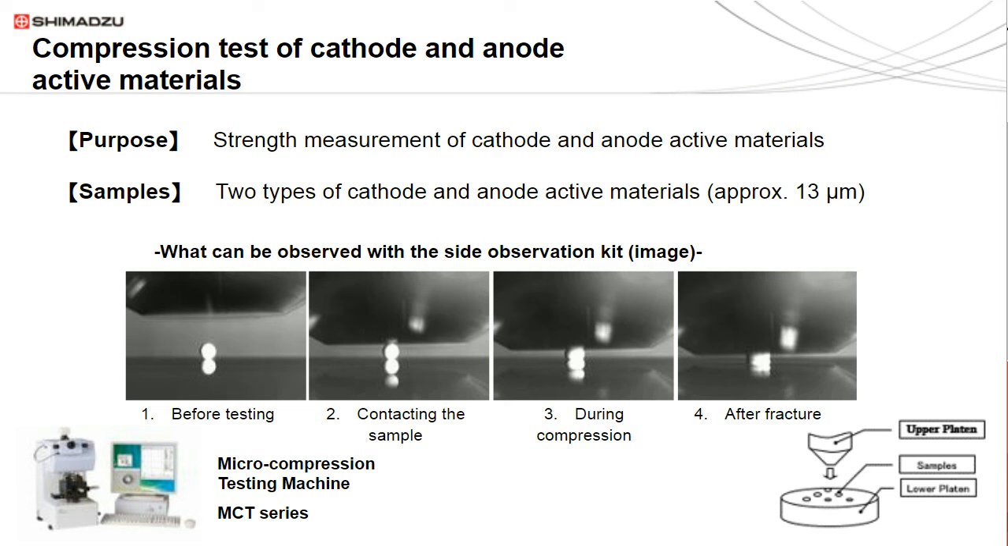As shown in the figure, the particles are spread out on a lower plate, and that lower platen is mounted to a micrometer base. In addition to this side camera, there's also a built-in microscope in the MCT, which allows you to identify individual particles and test them individually. This picture shows an image of a particle of about 20 microns in diameter being compressed to the point of fracture.